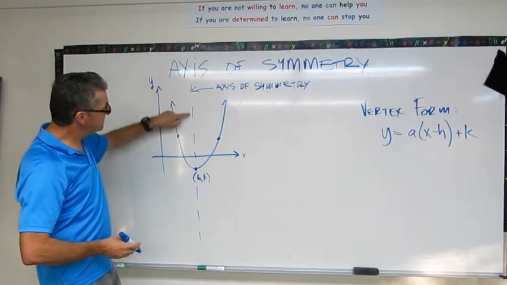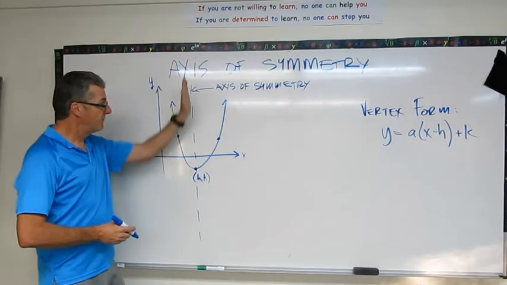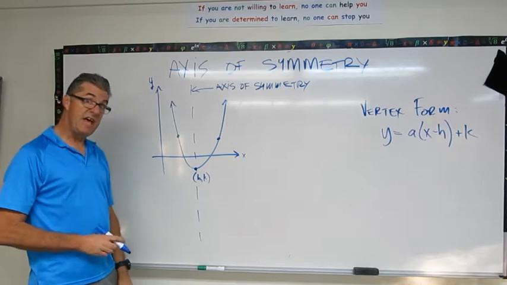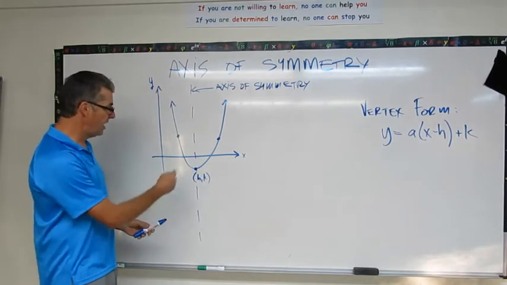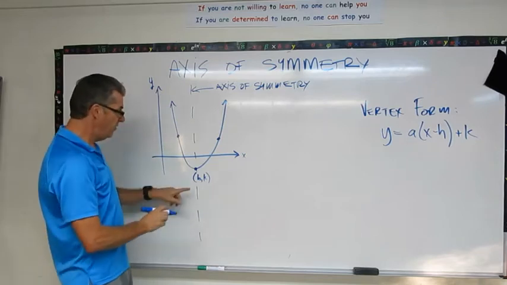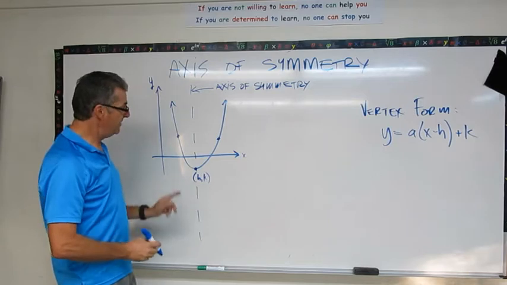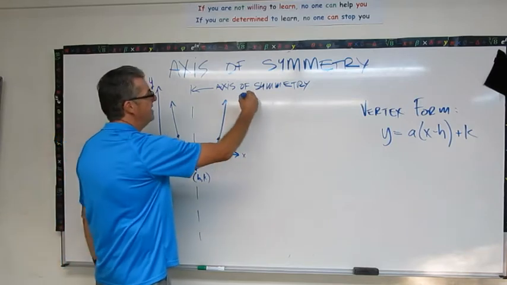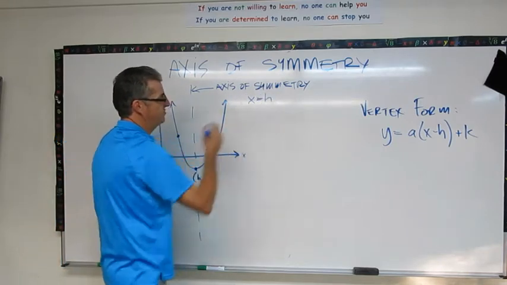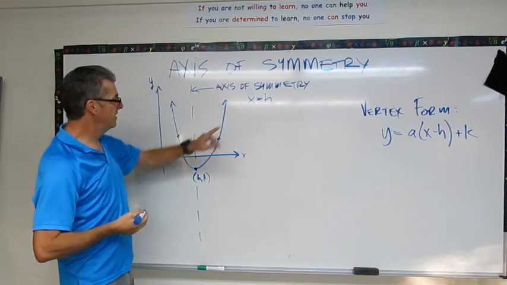Okay, so the axis of symmetry goes right through the vertex. So it's a vertical line. X is everywhere the same on a vertical line. It never goes further out or further in towards the origin. So, since that line passes through the vertex, (h, k), that line is given by the equation x equals h. Okay? Presto. Pretty simple there.